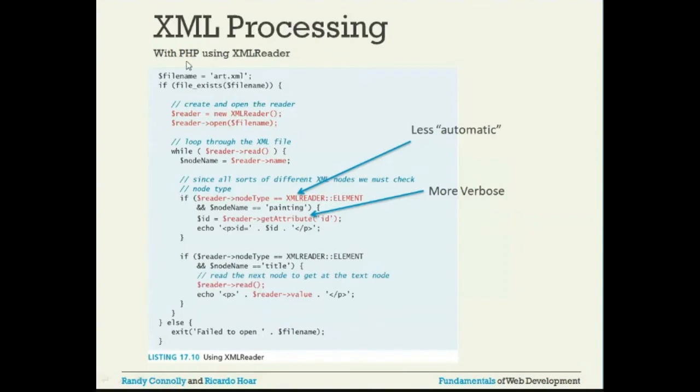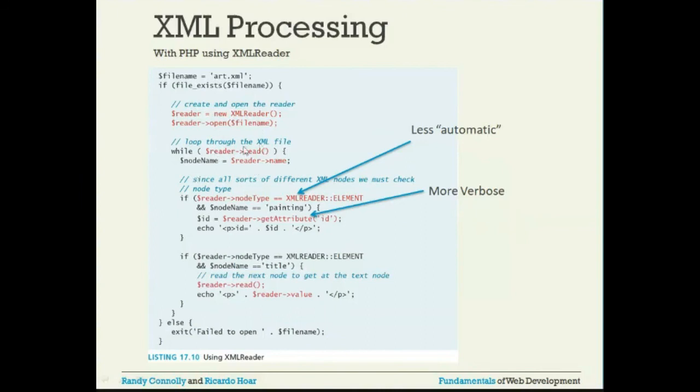This is the example with PHP using XML reader. So it is PHP and an XML reader. The file name is the same, art.xml. File exists, we already saw this. We are creating the reader here, using the XML reader. $reader = new XMLReader. We are creating an object of XMLReader, and reader->open, we are giving the file name. The file name is art.xml.